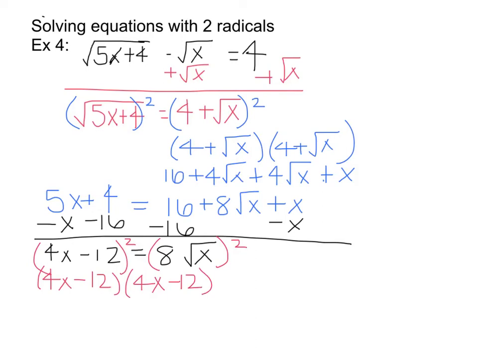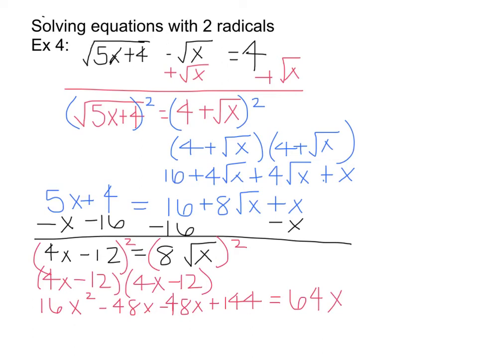So 4x times 4x gives me 16x squared. 4x times 12 gives me minus 48x. Again, another minus 48x. And negative 12 times negative 12 is going to give me a positive 144. Equals 8 times 8 is going to give you 64 on the right-hand side. The square root of x times the square root of x is just going to leave you with x. All right, let's keep going.